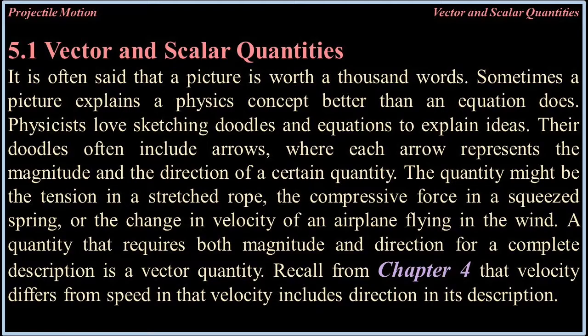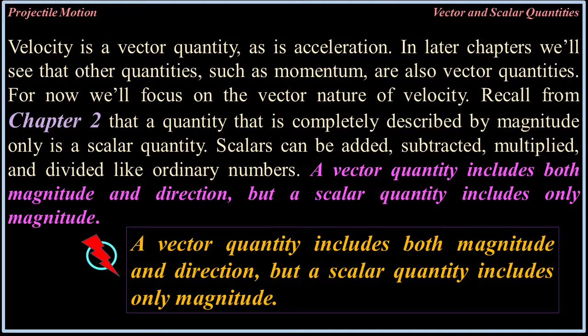The quantity might be the tension in a stretched rope, the compressive force in a squeezed spring, or the change in velocity of an airplane flying in the wind. A quantity that requires both magnitude and direction for a complete description is a vector quantity. Recall from chapter 4 that velocity differs from speed in that velocity includes direction in its description. Vector is magnitude and direction.